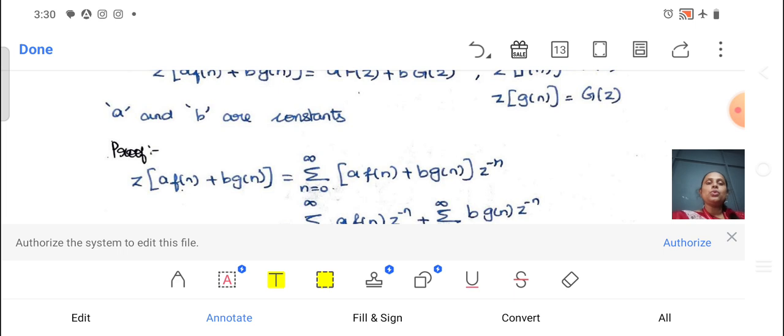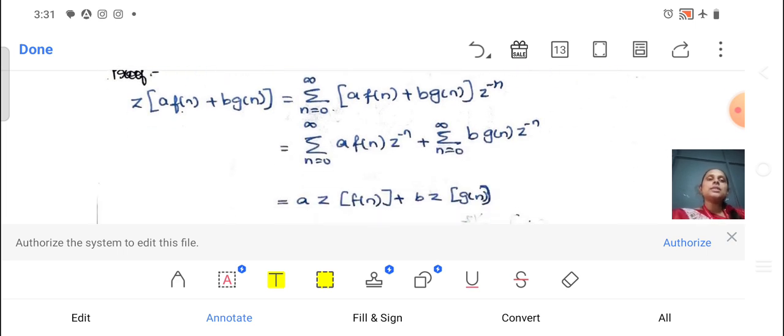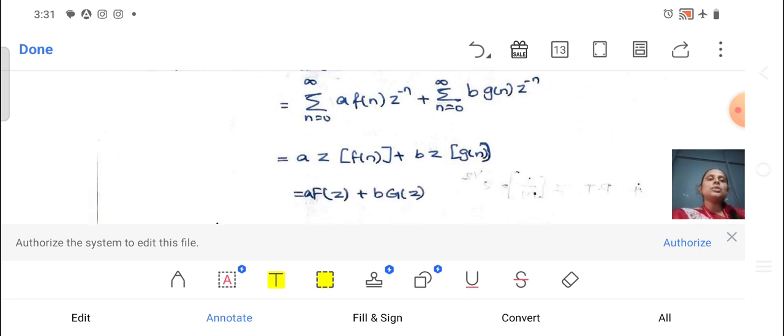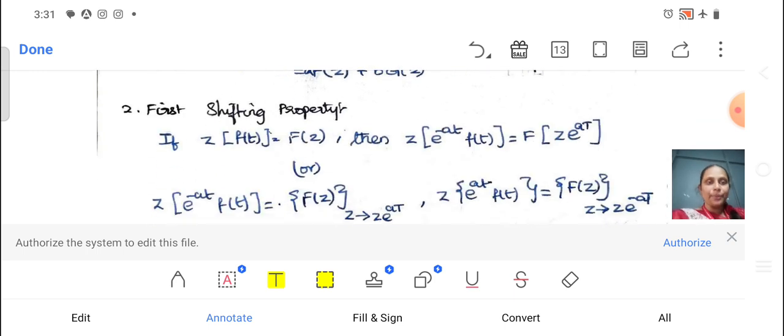Then we use the Z of f(n) formula, that is, summation n varies from 0 to infinity of (A f(n) plus B g(n)) into z power minus n. Then we multiply z power minus n on both sides. So the answer is A into Z of f(n) plus B into Z of g(n). So this is A into capital F(z) plus B into capital G(z). Hence the right-hand side. So taking the left-hand side, we have proved the right-hand side, that is the linear property.